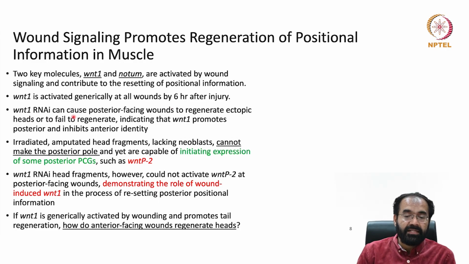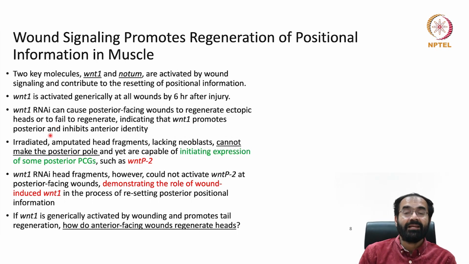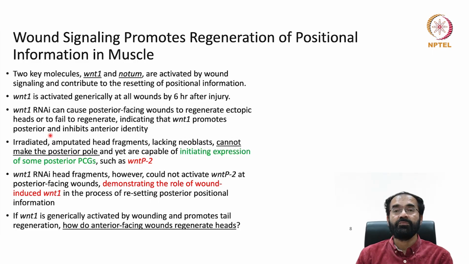Wnt1 RNAi can cause posterior facing wounds to regenerate ectopic heads or tails to regenerate, indicating that Wnt1 promotes posterior and inhibits anterior identity. That means for head formation, Wnt is not welcome. But wherever there is a wound, Wnt is expressed. So someone has to control it.